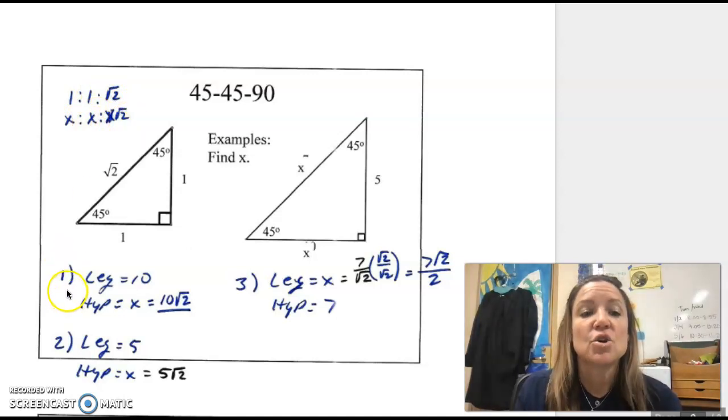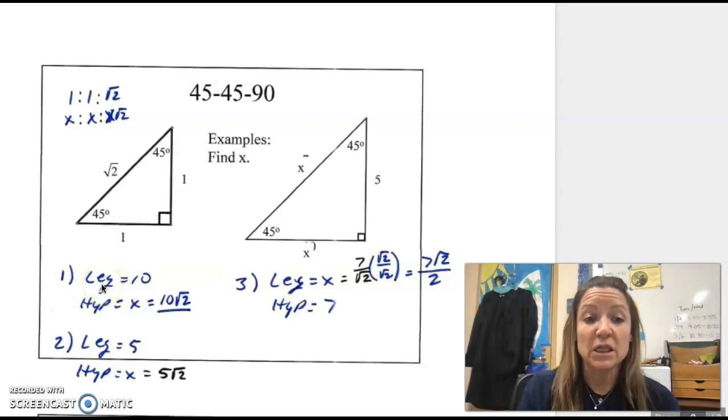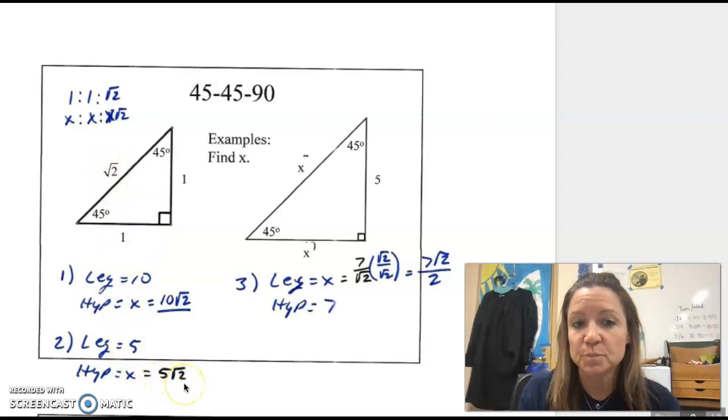So if you're given a leg of 10, you're going to know that both legs are 10, and the hypotenuse is going to be 10 rad 2. If you're given the leg is 5, both legs are going to be 5. You multiply that times rad 2, and your hypotenuse is 5 rad 2.